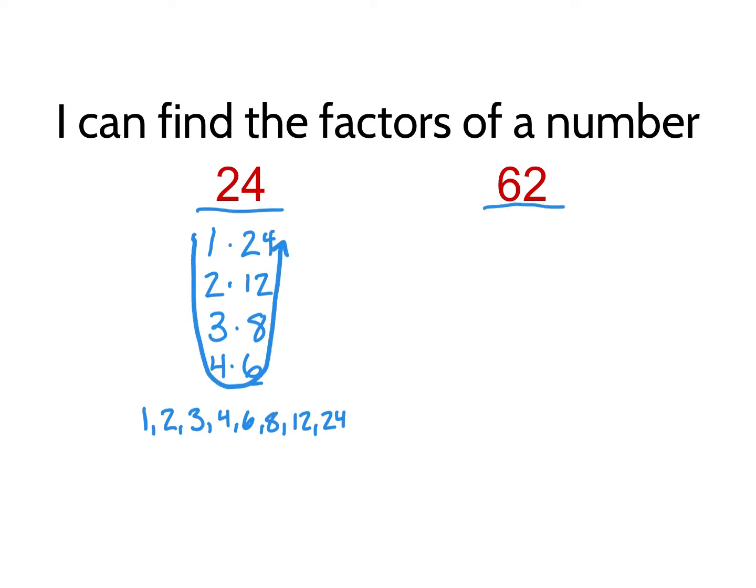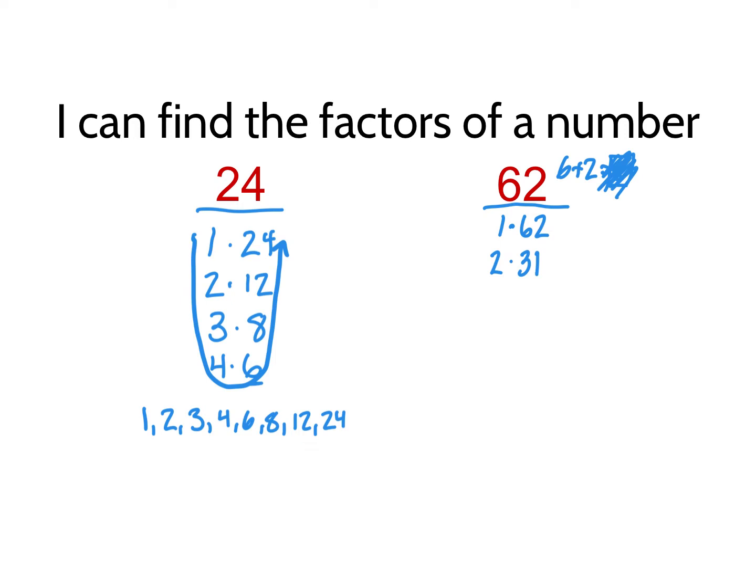Let's go ahead and do 62. 1 times 62. I know 2 will work because it ends with an even number. 2 times 31. Now I can find out if 3 works by saying 6 plus 2 equals 8. If this number is a multiple of 3, it will work for 3. If it's not a multiple of 3, it's not going to work for 3. So that's how our divisibility rules can help us in the first unit on the test.